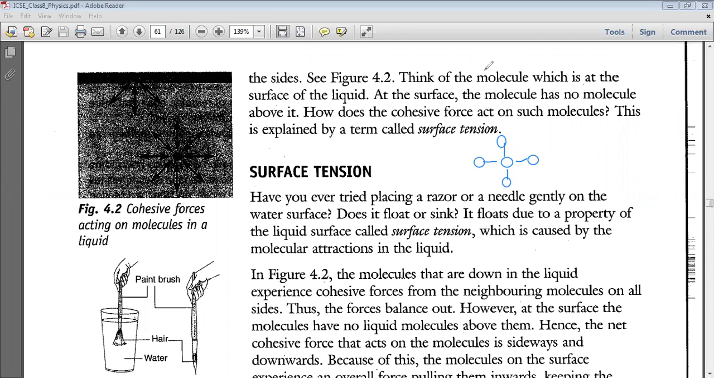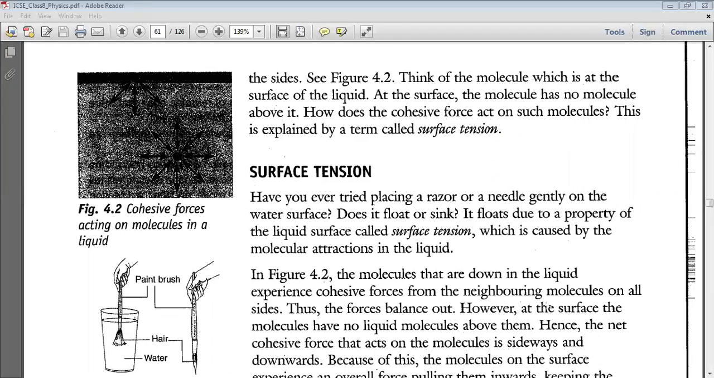Now as a result of this, due to the balancing of force, the net cohesive force acting on this gets balanced. But the molecules which are at the surface do not experience a balanced cohesive force, simply because they are at the sides, at the edges. That is the main reason.